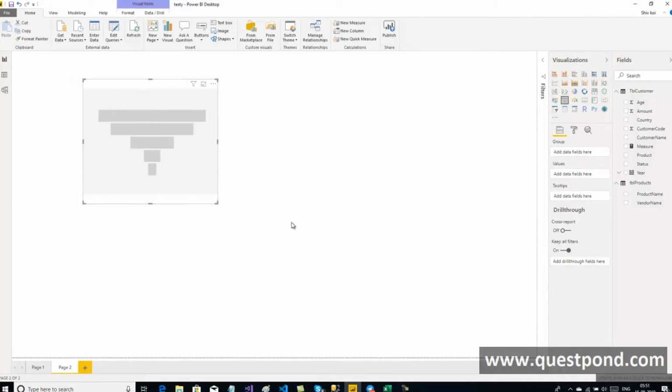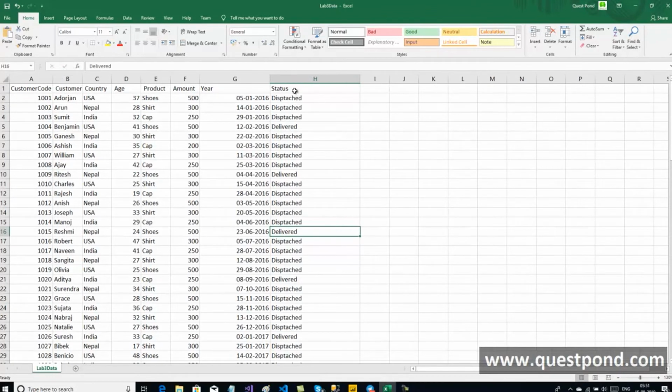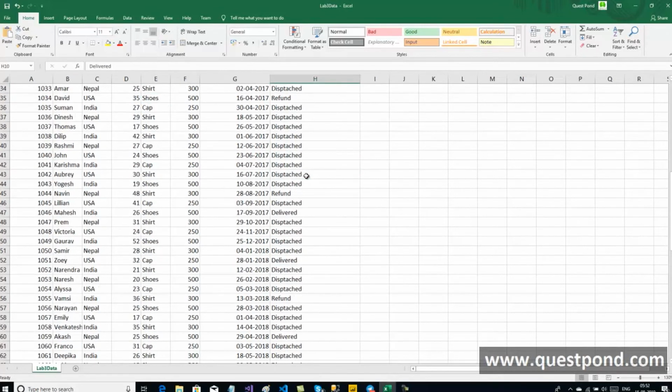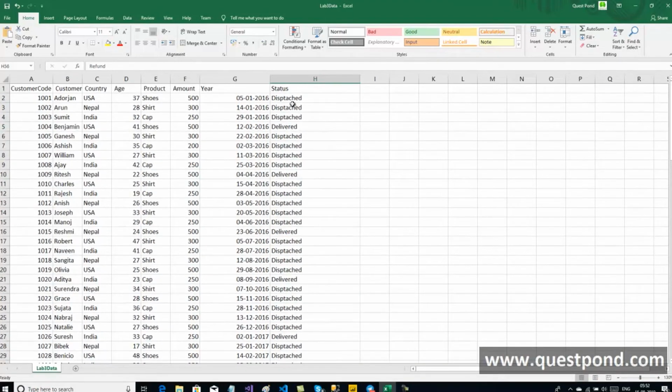Now, in order to use funnel graph, we need to have some different kind of data. So you can see here I have added one more field called status. This status says that this product has been dispatched, or this product has been delivered, or this product was refunded. So there is a status flag out here, which says things about this order, right?